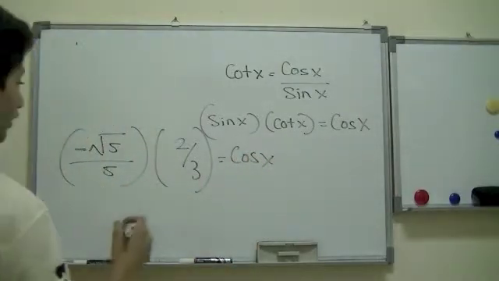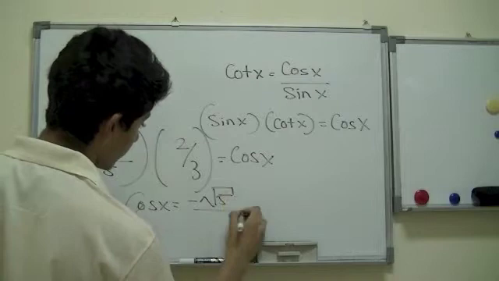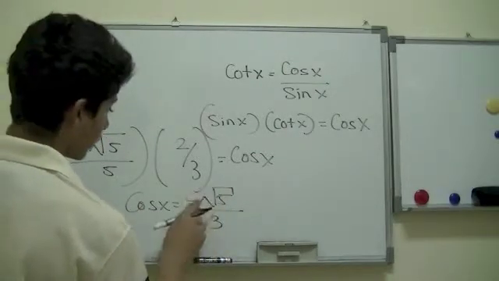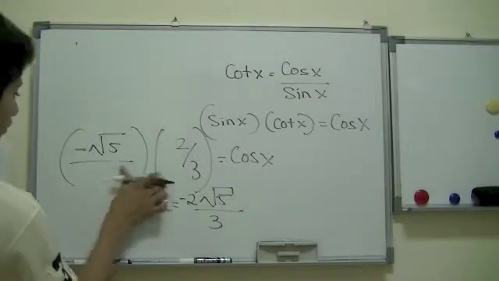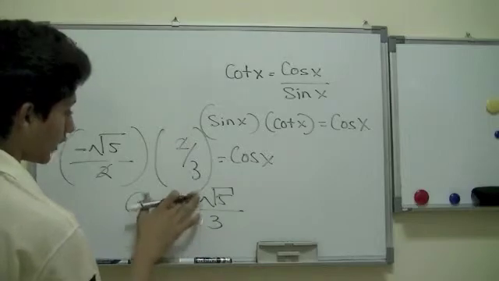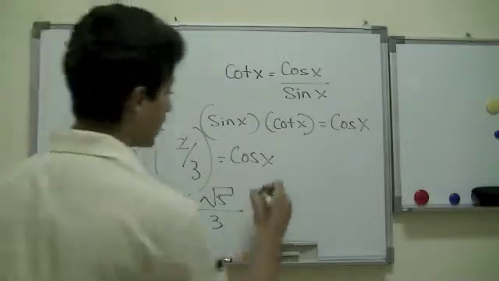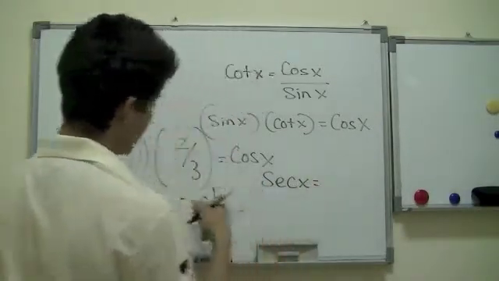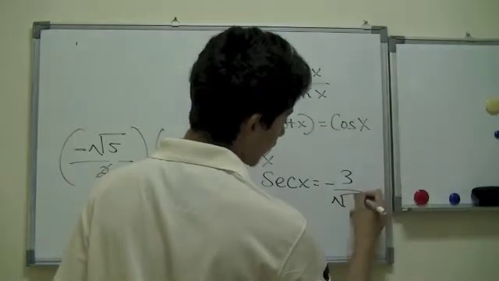If you multiply this together, the cosine of x that we find is negative 2 radical 5 over 3. Actually, the 2 would cancel out with the one over here, and then we would have negative radical 5 over 3. Now when you flip this around, the secant of x would be, if cosine is negative radical 5 over 3, then negative 3 over radical 5.